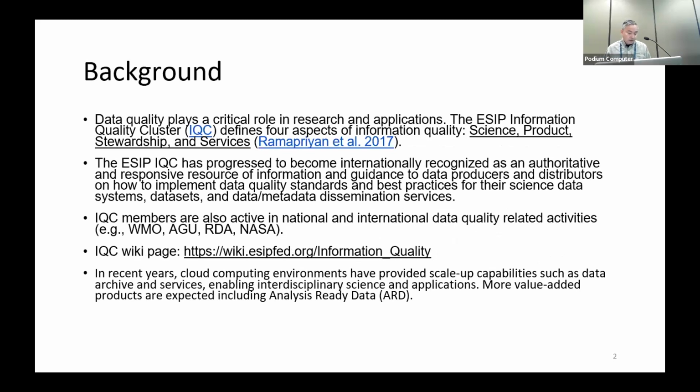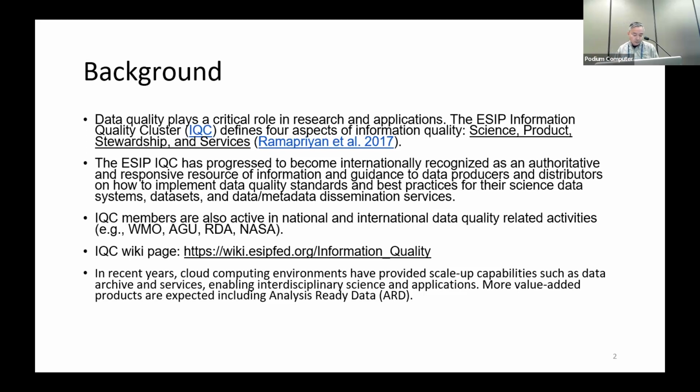Okay, background. First, let me give you some background information on the ESIP Information Quality Cluster. As we all know, data quality plays an important role in research and applications. The cluster defines information quality in 4 aspects: science, product, stewardship, and services. This talk is probably more focused on the services part. The first 2 are associated with science, and the remaining 2 aspects are data repositories. It needs a lot of community effort to identify data quality challenges and solutions. However, it has been a challenge to bring all the stakeholders together. For example, we need more scientists to participate. So we have more work to do.